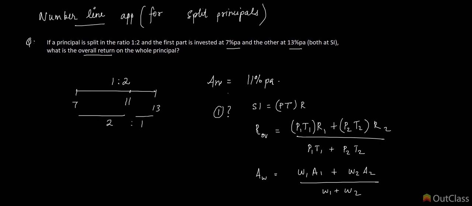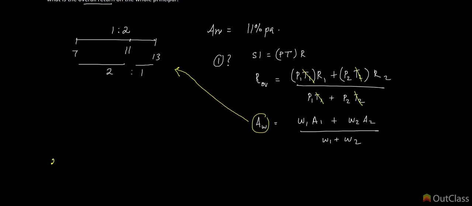And whenever you have something of this form, we know that the number line can be used to find this quantity. The other thing is basically the times are the same, so the ratio simply becomes P1 R1 plus P2 R2 by P1 plus P2. So that's basically R1 and R2 having weights of P1 and P2, which can be figured out using the number line.